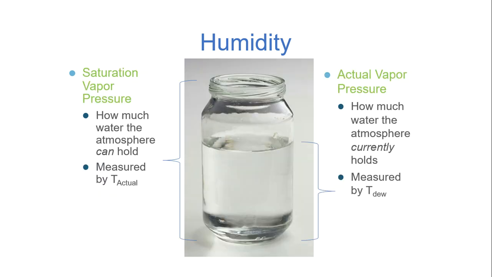So in summary, saturation vapor pressure is how much water the atmosphere can hold, the capacity of water. And that's measured by the actual temperature. Whereas actual vapor pressure is how much water is currently in the atmosphere. And that's measured by what we call the dew point temperature.